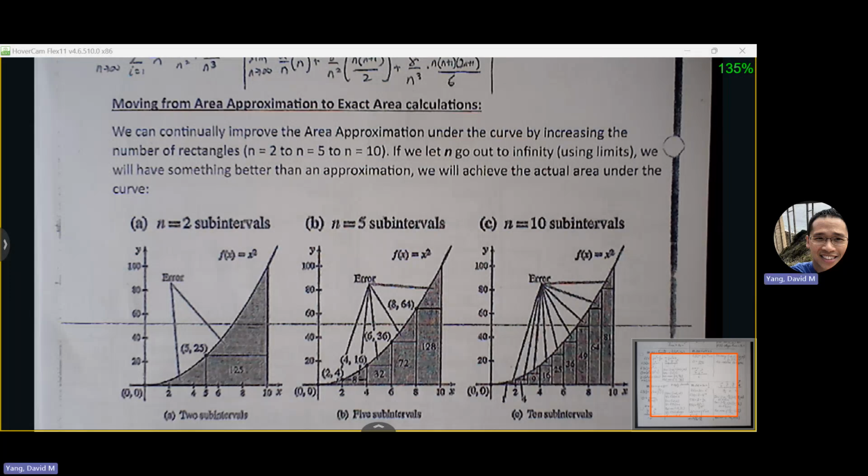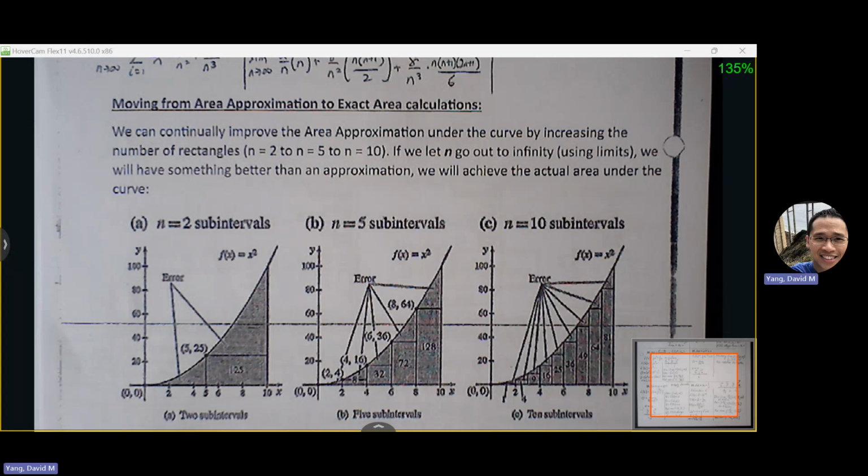So that begs the question, well, how accurate can we get? Can we just continue to increase the number of rectangles? If we can continue to increase the number of rectangles, and that improves our accuracy, what if we let n go out to infinity? Then technically, shouldn't we have the exact area? So that's the idea. If we push the number of rectangles out to infinity, then every change in the graph is going to be accounted for, and we're going to be able to arrive at the exact area under the curve.